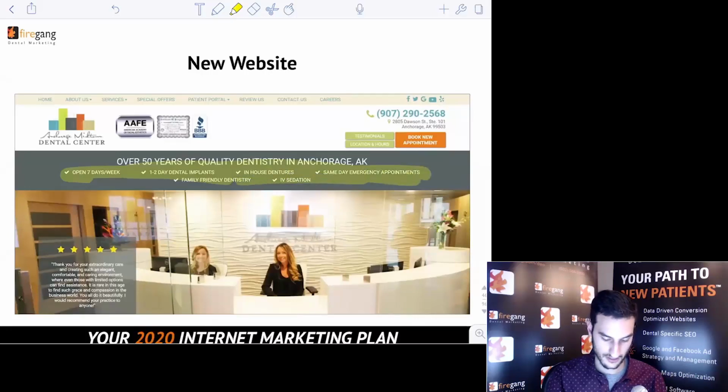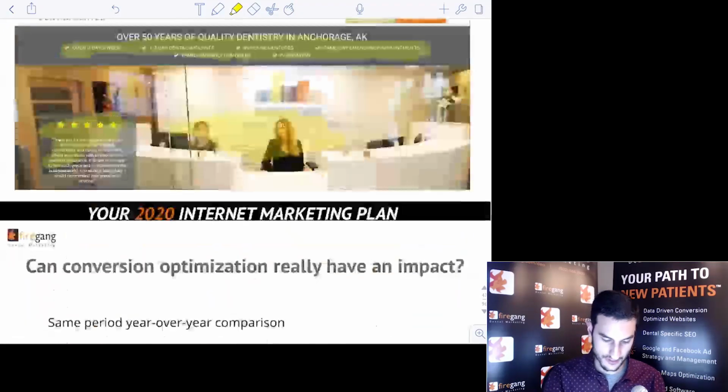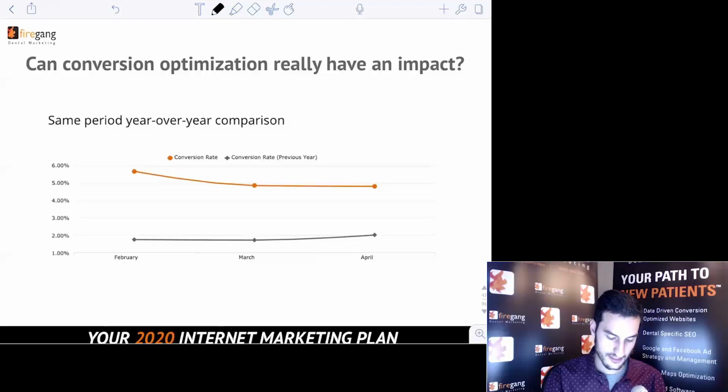We've got these certificates of excellence. We've got the great staff photo here with a 5-star review. We've got special offers on the homepage. We put all these things together, made it very, very mobile friendly. And what we saw was a massive lift in conversion rate.